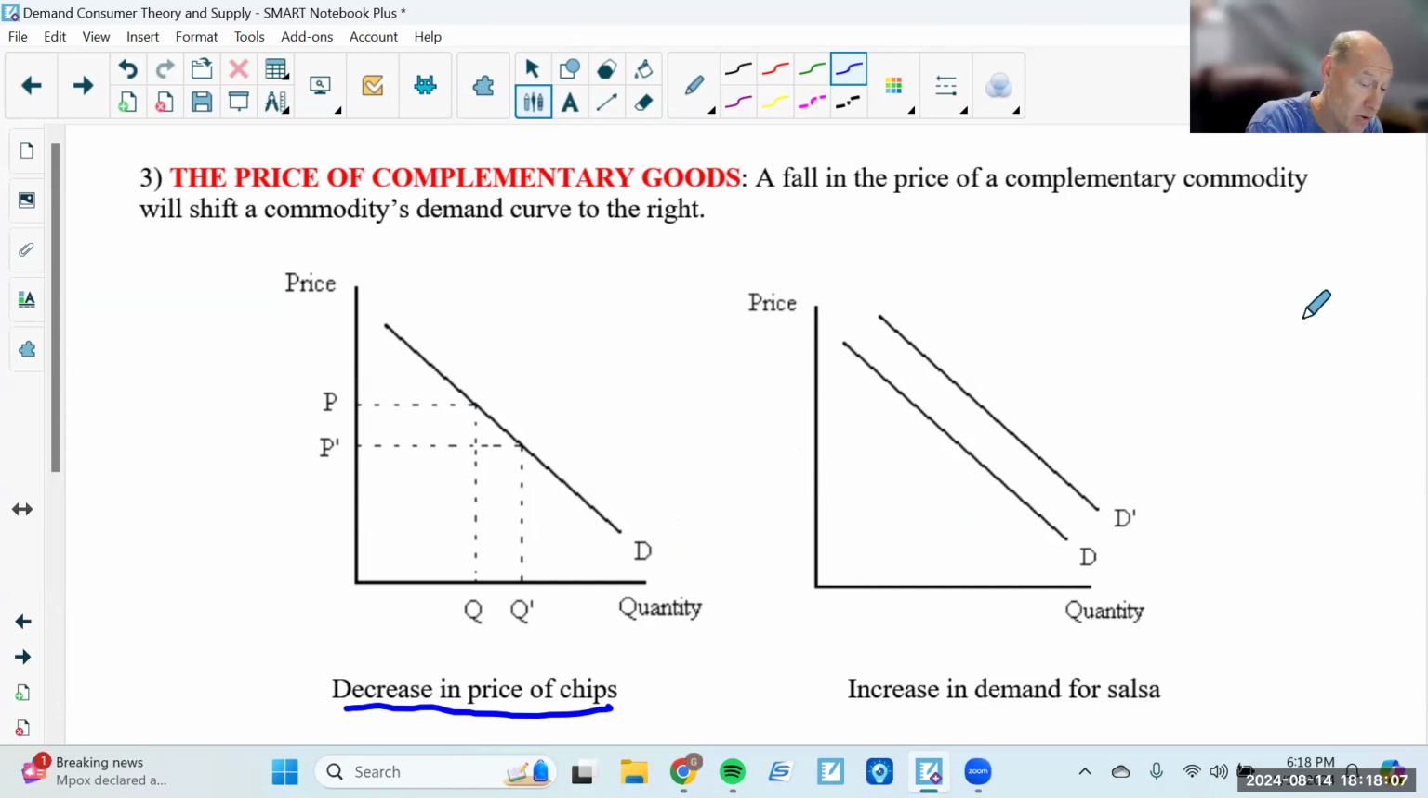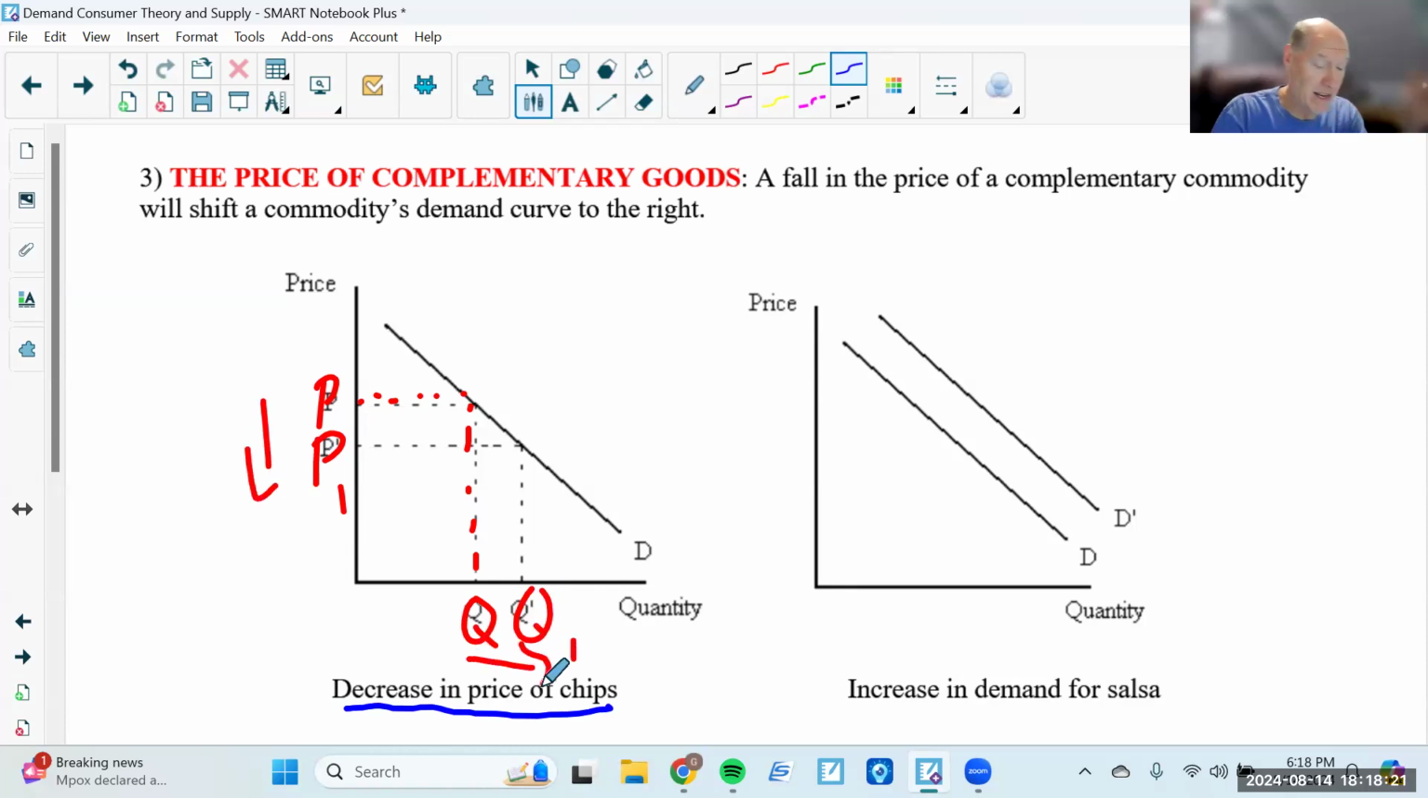So the way I show this is I showed my initial price here, and with that, an equilibrium quantity, Q. Then I showed a new price here and a new quantity here. So when the price went down, it changed the quantity of chips. But to get what happens to salsa, you picture yourself shopping. You have a shopping cart, and you're tootling down the aisle, and you come to the chips, and you go, oh wow, chips are on sale. What do you do? You buy a greater quantity of chips. You put more chips into your shopping cart, right?